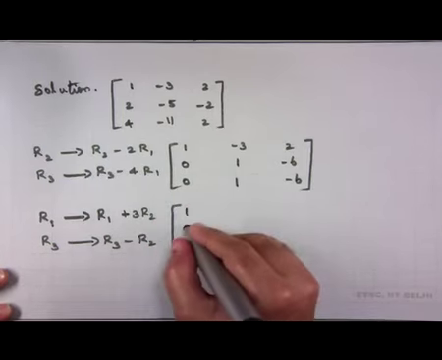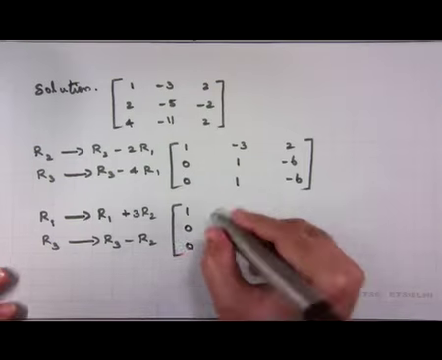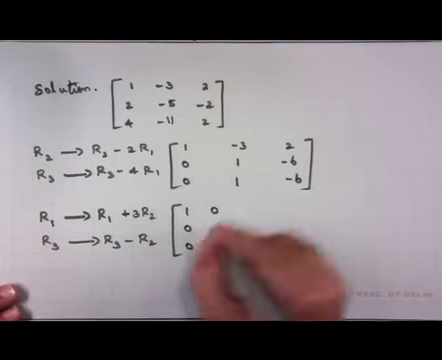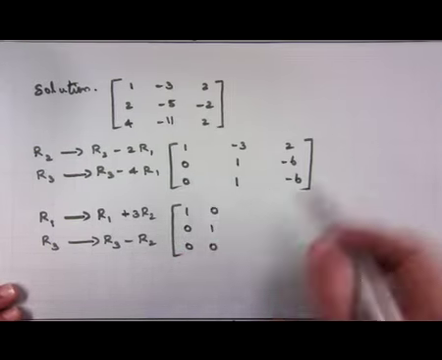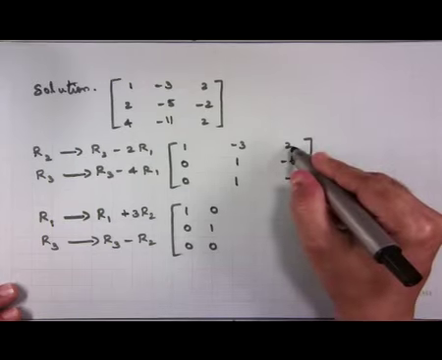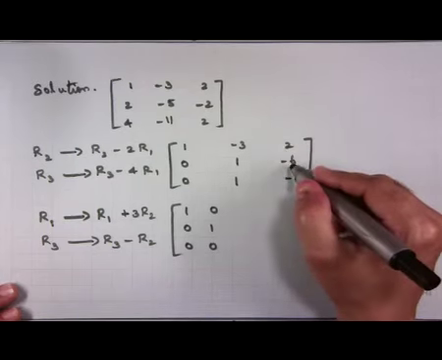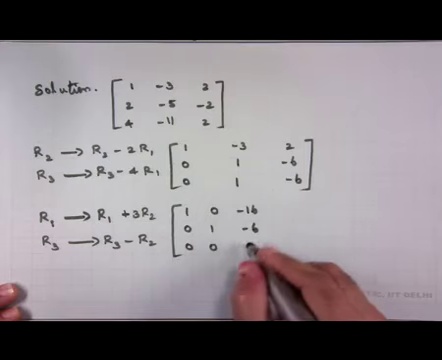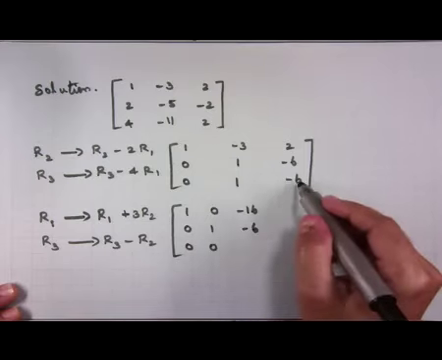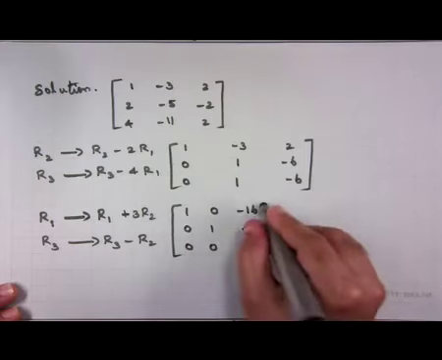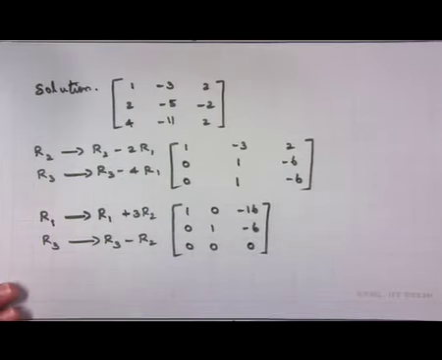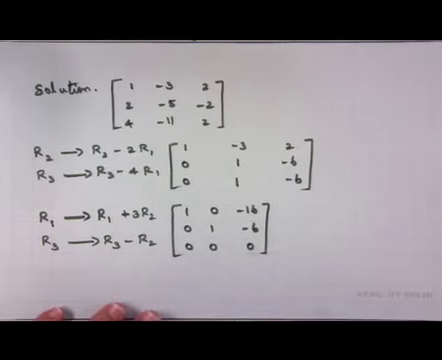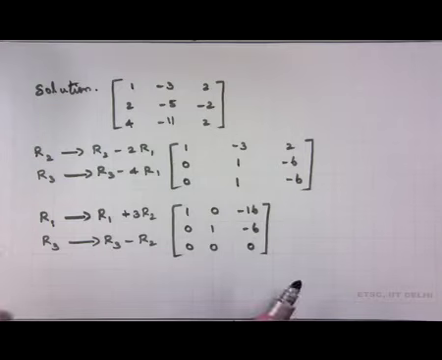The first column remains unchanged. Similarly, the second column you can notice that it is going to be 0 1 0. R1: 2 plus 3 times minus 6, which means 2 minus 18, you will have minus 16, and last one R3 minus R2: minus 6 minus minus 6 you will have 0. Now, notice that you have a 0 column and therefore, rank of the coefficient matrix is only 2.